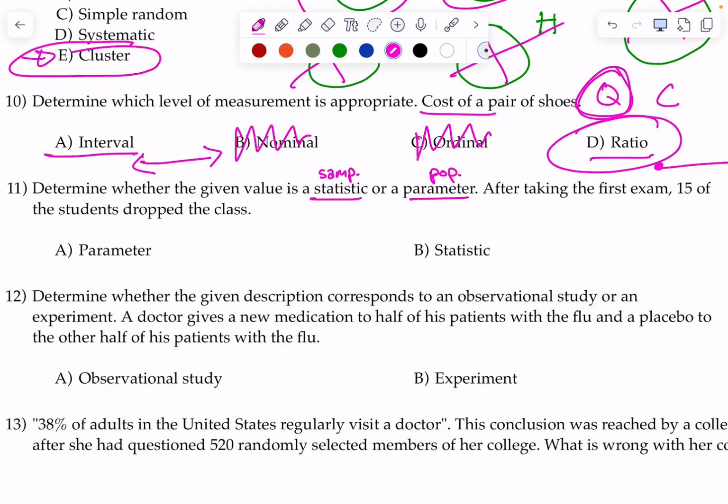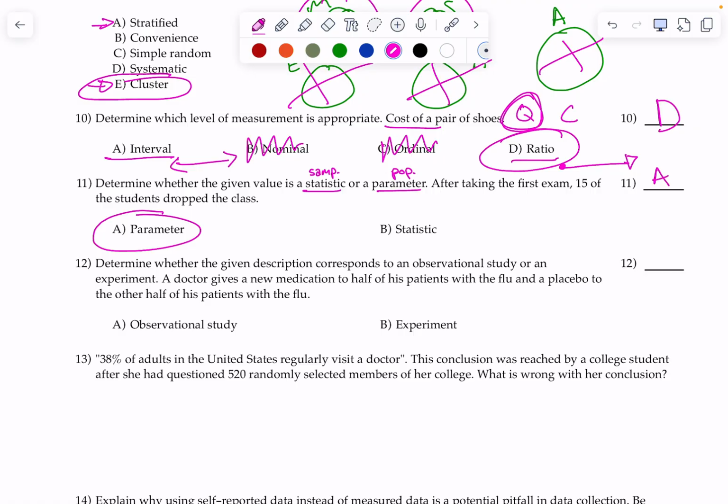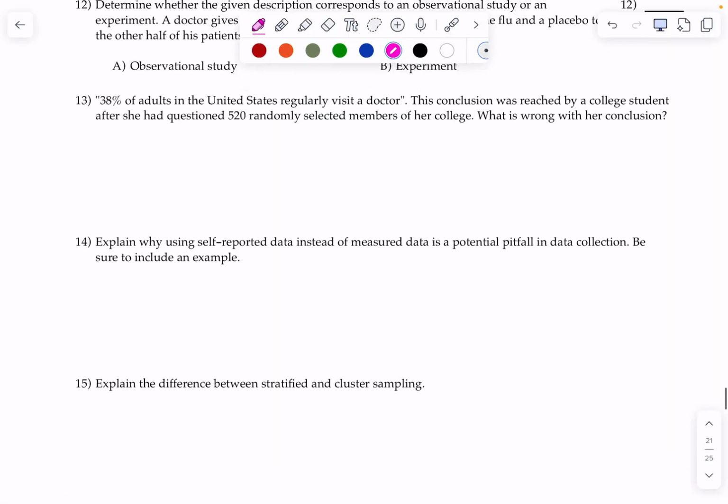That one was maybe a little hard to differentiate because you could say the population would be every student taking a test ever, but I'm going to say those people that are taking that first exam are the population, and 15 of those dropped the class. So, yeah, that's what I would say, parameter. Good? 12. How many do we have left?